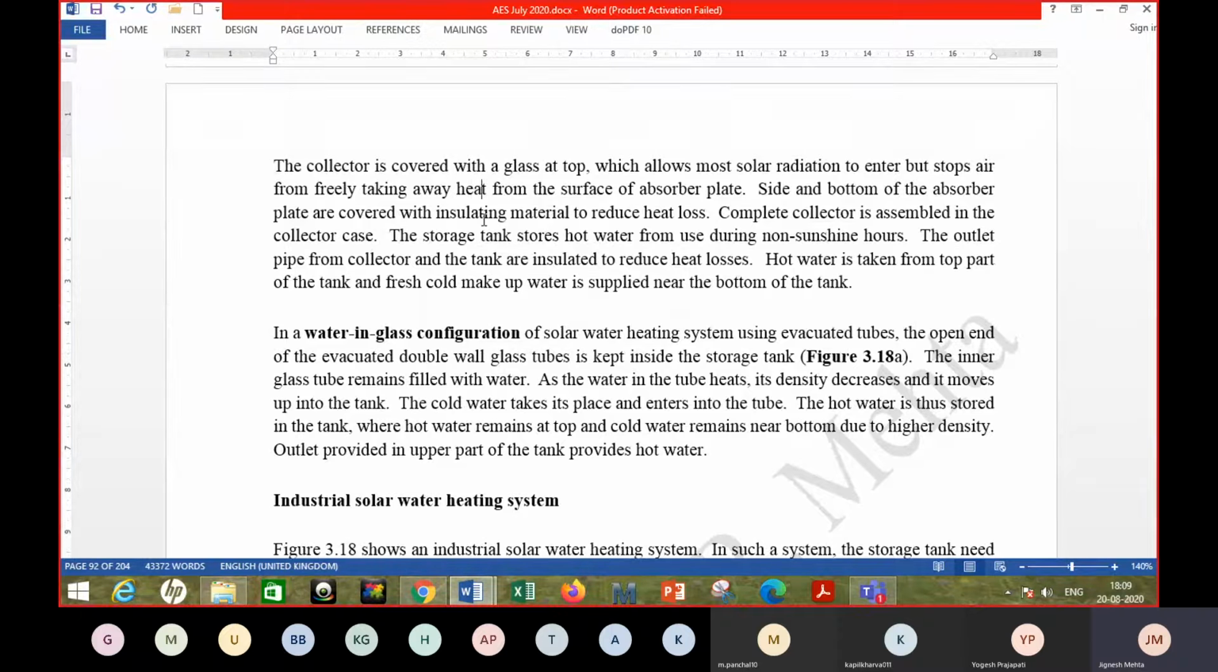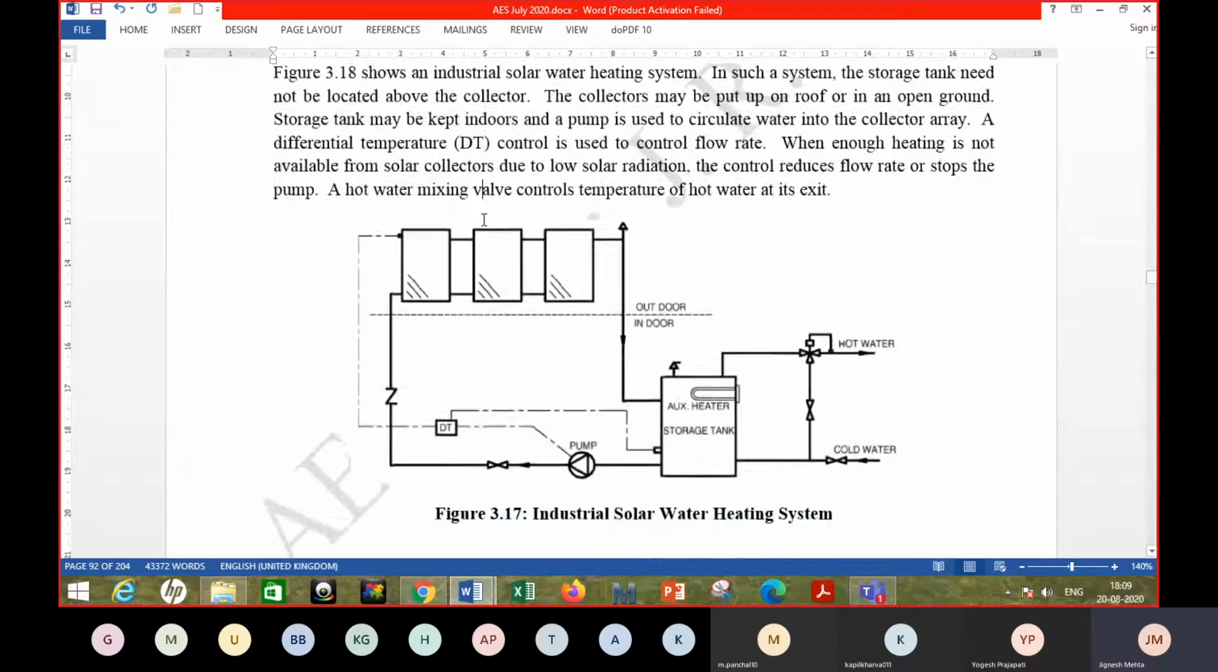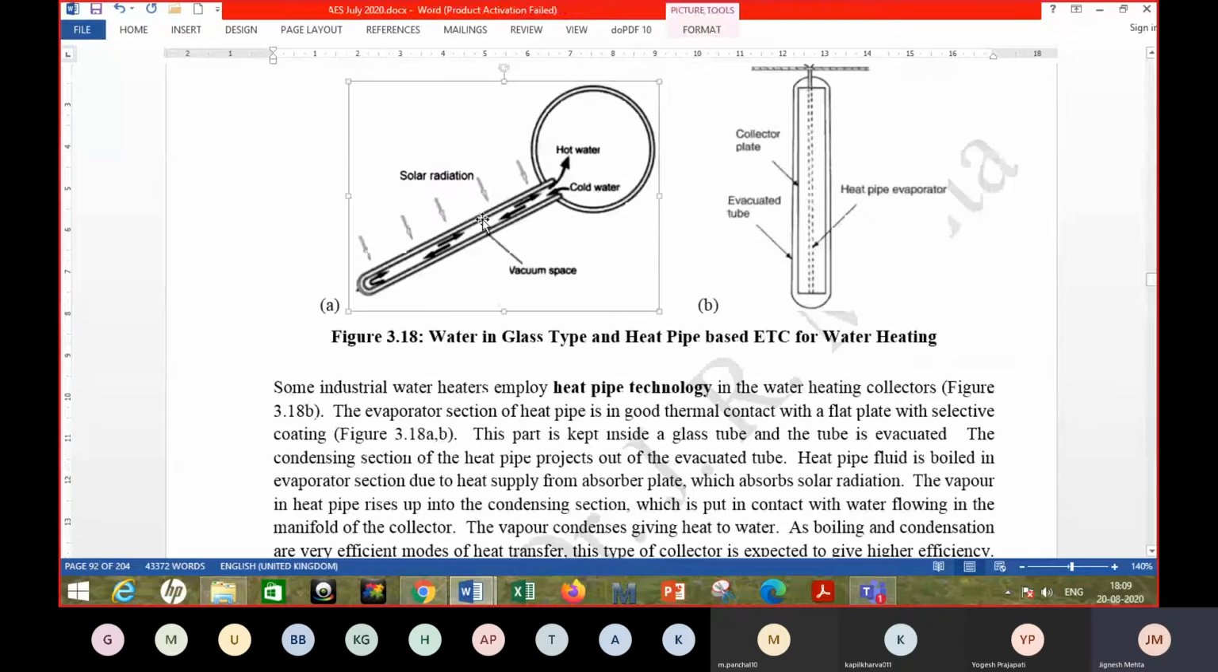The other one is water in glass type of configuration. The picture for the same was shown earlier. If you want to show a 2D sectional drawing of such a collector, it is shown in this part of the figure. So this is that double glass evacuated tube. There are multiple such tubes, so they are laid in the direction perpendicular to this page.